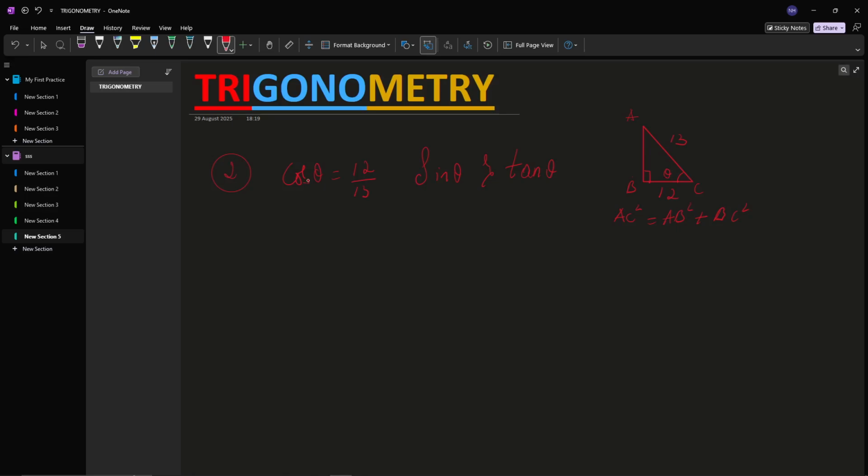Now left out is the opposite side to be found out. That is according to Pythagoras formula, I'll find it out. AC value is 13 square. AB value is not known.